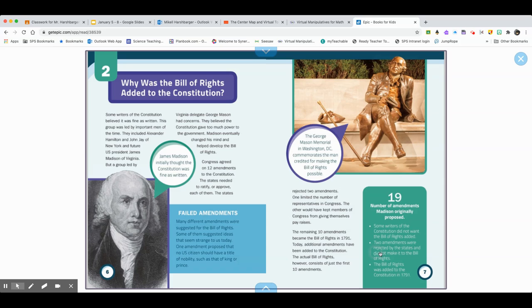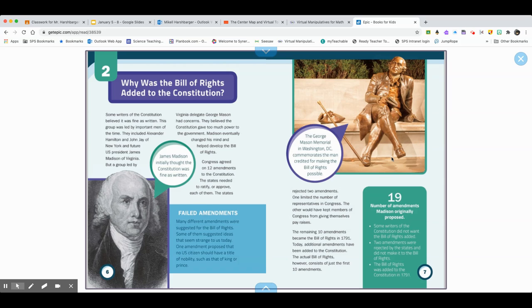The next pages, here we go, pages 6 and 7. Why was the Bill of Rights added to the Constitution? So again, we can notice that there's some text, but we have two illustrations, or here's an illustration. This looks like a photo perhaps, and they each have captions, and then we have some other captions here. So that's what we should take a look at. So here we can see a black and white drawing, it looks like, of somebody. And it says, James Madison initially thought the Constitution was fine as written. So we can assume this is probably James Madison right here, whose illustrations and paintings of him we've seen in other places.